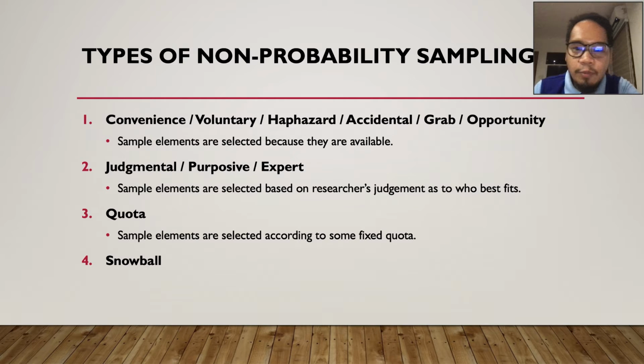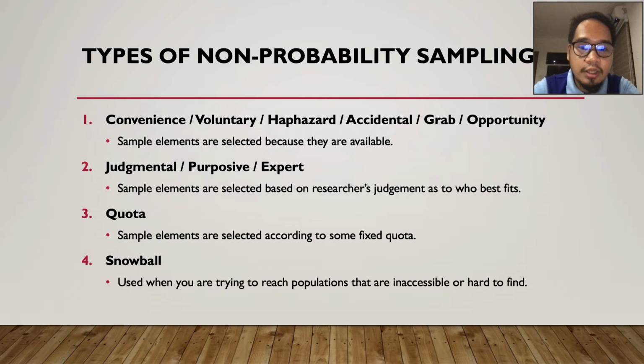And we have snowball sampling, which is also necessary for some researches, mostly in qualitative researches. We use this when you are trying to reach populations that are inaccessible or hard to find. You may consider this as a snowball from a hilltop going down. As it goes down, the snowball becomes bigger and bigger until you will have enough data, and then you can analyze from all of this data.